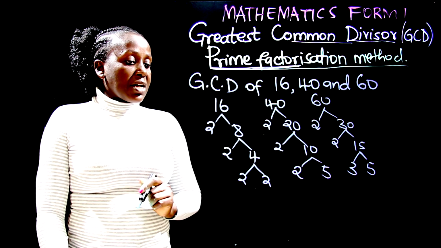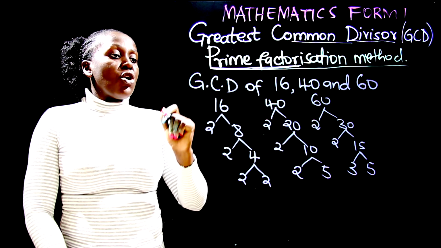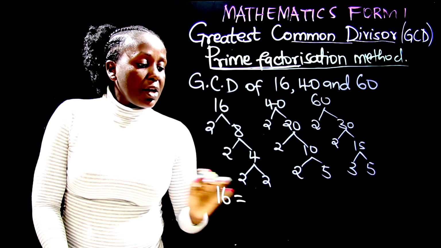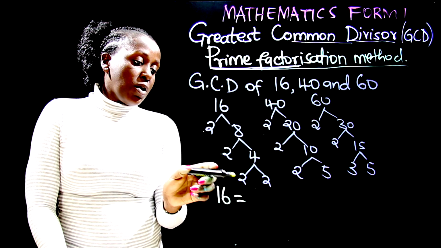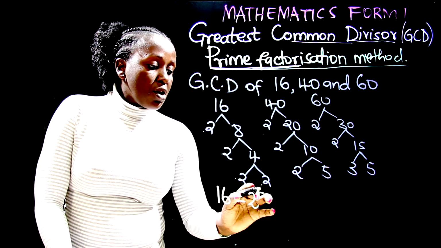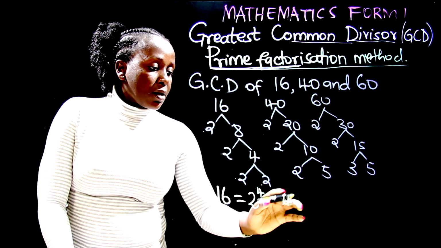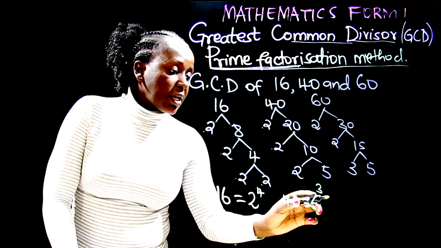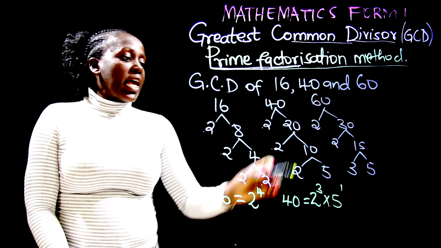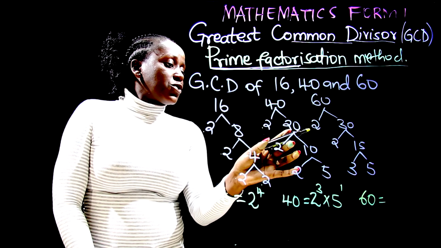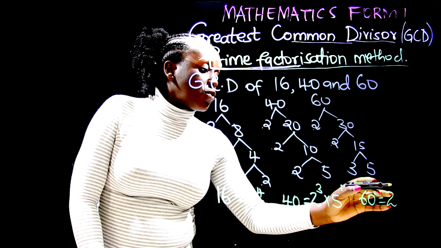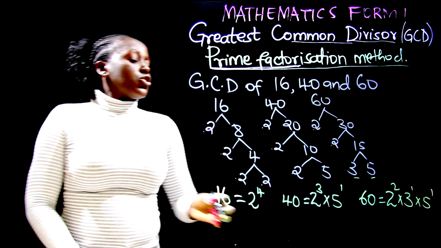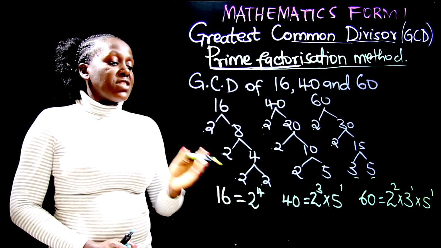Now, we will note down these prime factors using the power form. So remember the power form of writing the prime factors, the product of prime factors. So 16 will be equal to, how many 2's do we have? 1, 2, 3, 4. So 16 is equal to 2 power 4. What about 40? So 40 has how many 2's? 1, 2, 3. So 2 power 3 times 5 power 1. Then 60 is equal to, how many 2's do we have? 1, 2. So 2 power 2 multiplied by 3 power 1 multiplied by 5 power 1. So now we have expressed these numbers as a product of their prime factors.